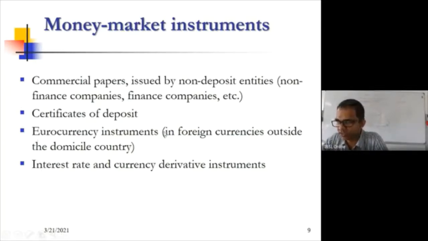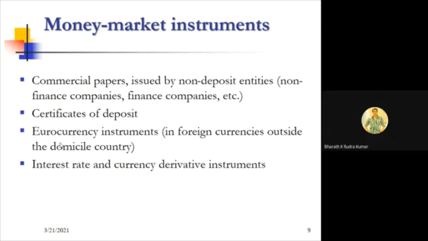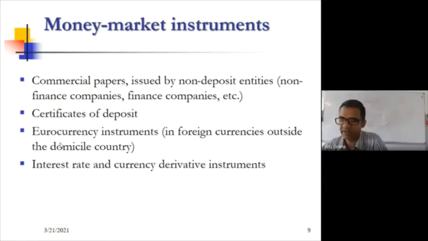These euro currency instruments are again key in the international market. I think I explained this. What does it mean by euro currency? I think I explained this last week when we discussed day count conventions. Can anyone remember what is euro currency?